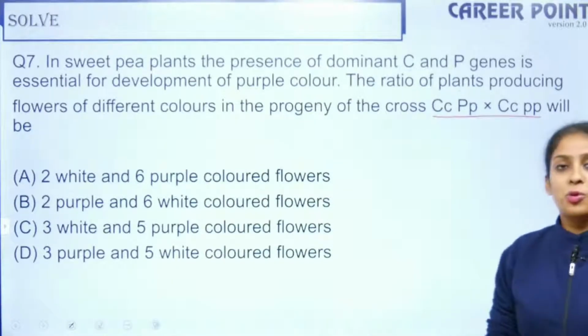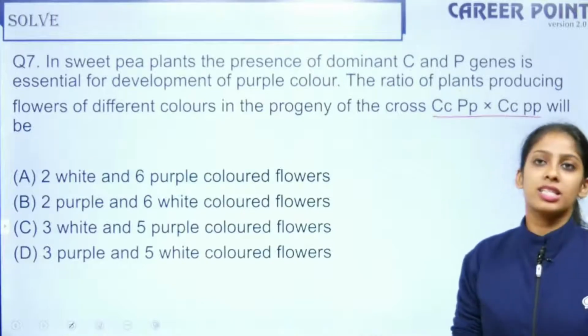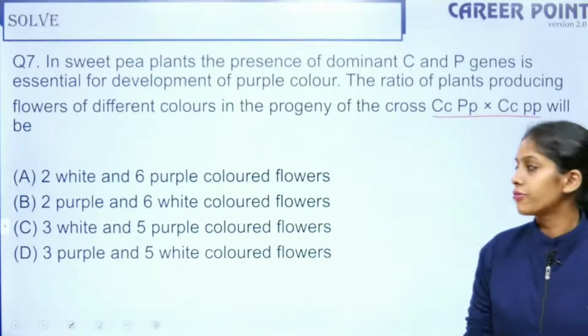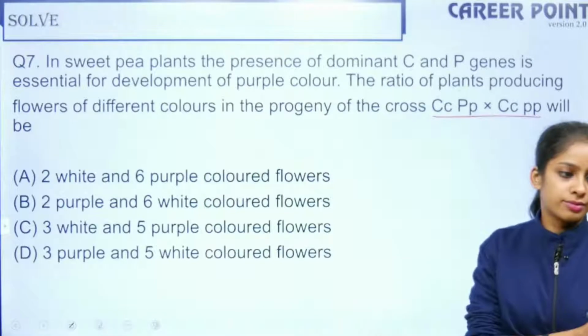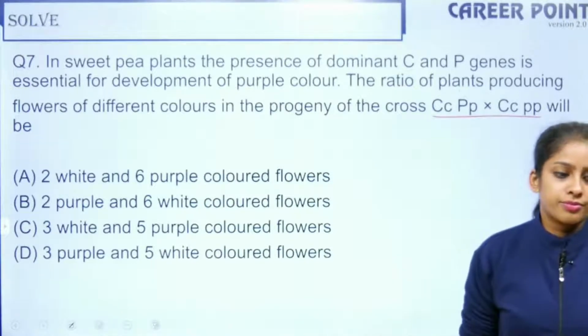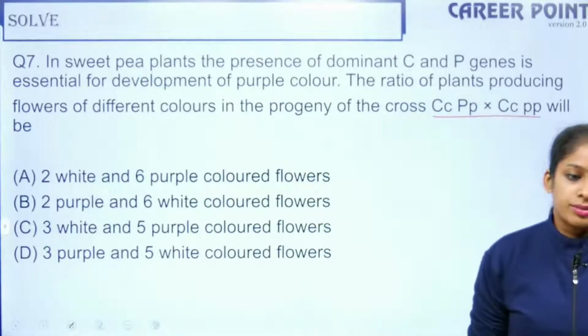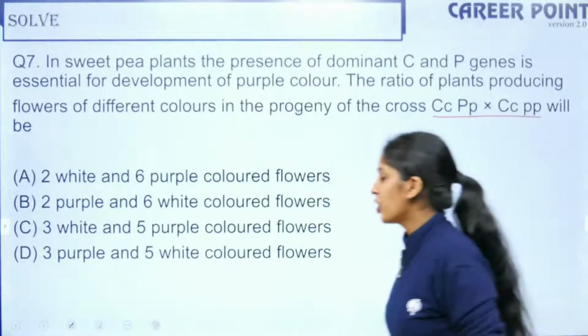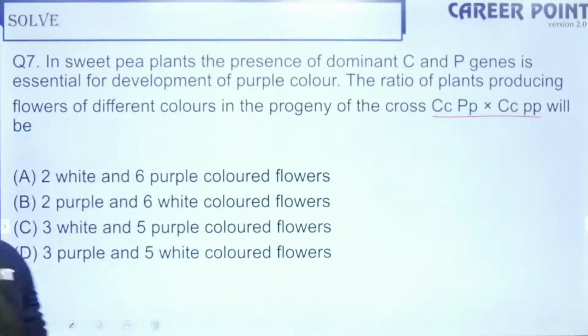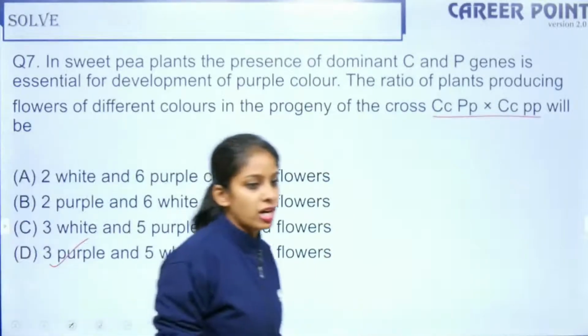I'm solving so many questions so that you don't lose confidence in this chapter. It is not such a tough chapter. D, 3 purple and 5 white color plants. Yes, absolutely right, Vishal. So D is the right answer. Good.